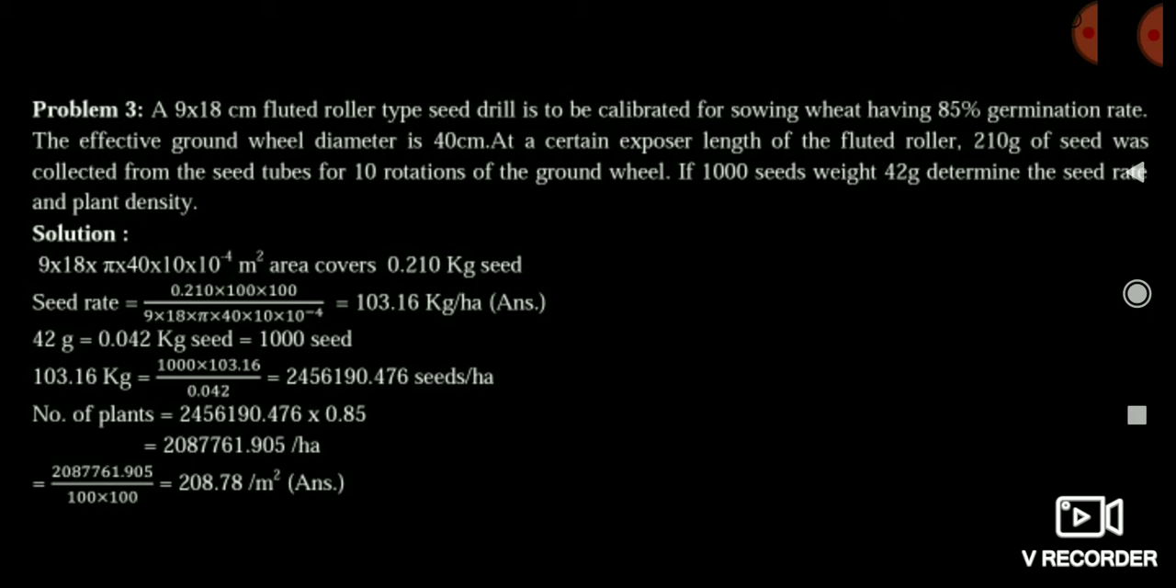But friends, what is the germination rate? Germination rate is simply the ratio of total plants grown divided by the total seeds sown. So this much amount of seed we have sown. So number of plants is equal to seeds into germination rate. So you can get the number of plants. That is a very big number. So this much amount of plants per hectare, but when you convert it into meter square by dividing by 10 to the power 4, you can get the answer, that is 208.7.